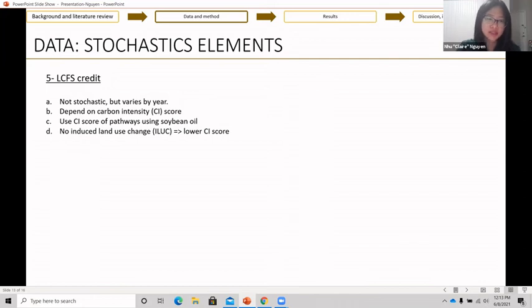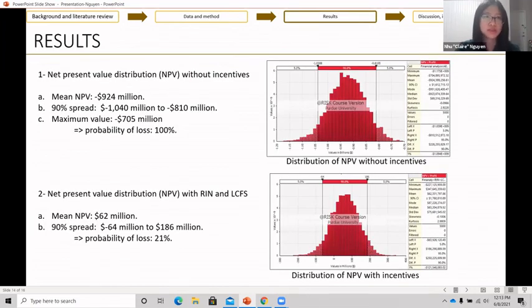The difference is that the CH pathway with Carinata doesn't induce land use change, as I discussed earlier. And so the CH process using Carinata oil has a much lower CI score than pathways that use soybean oil. And as such, it also has a higher LCFS credit. And so here come the results.